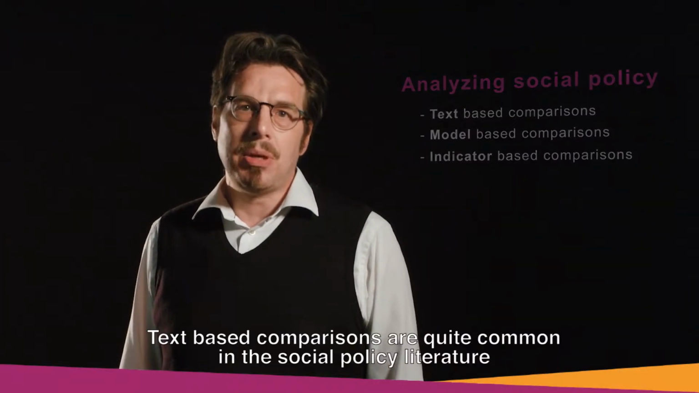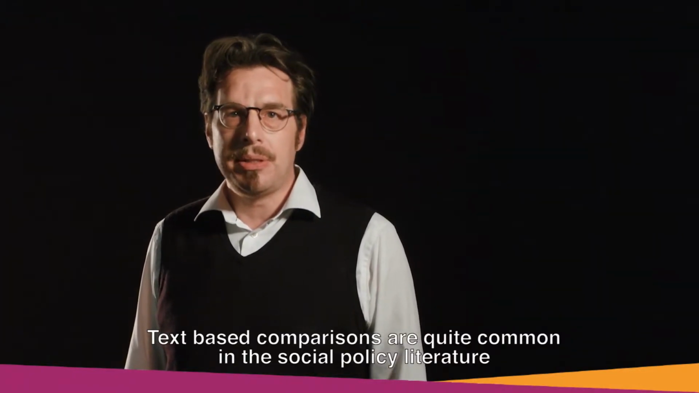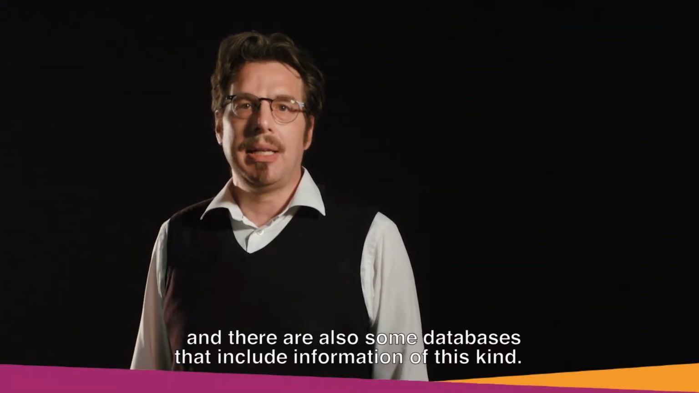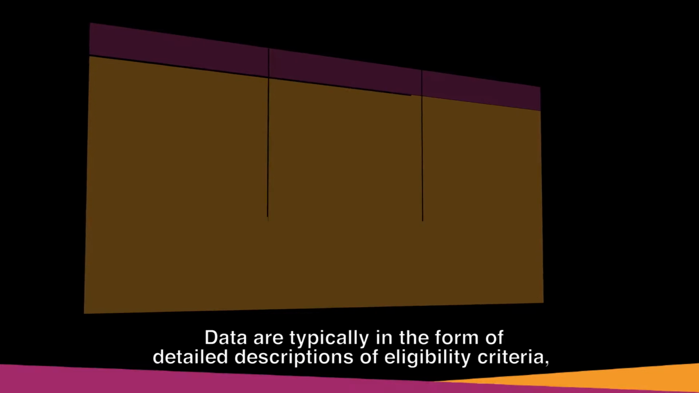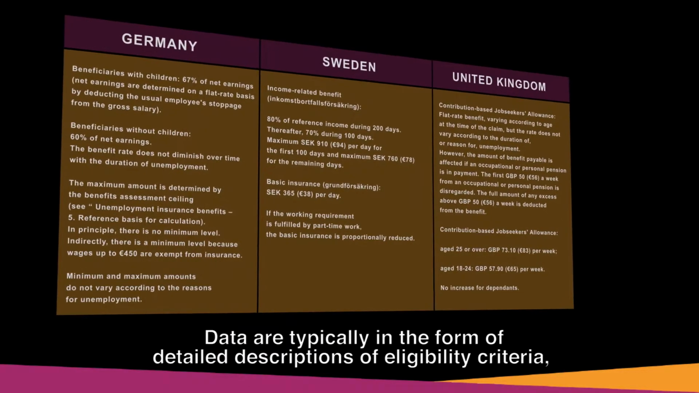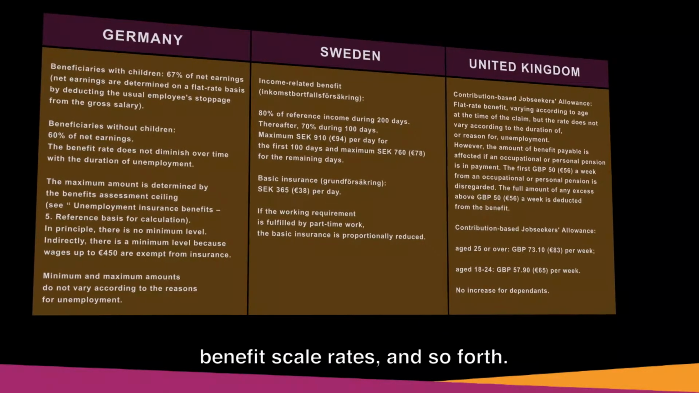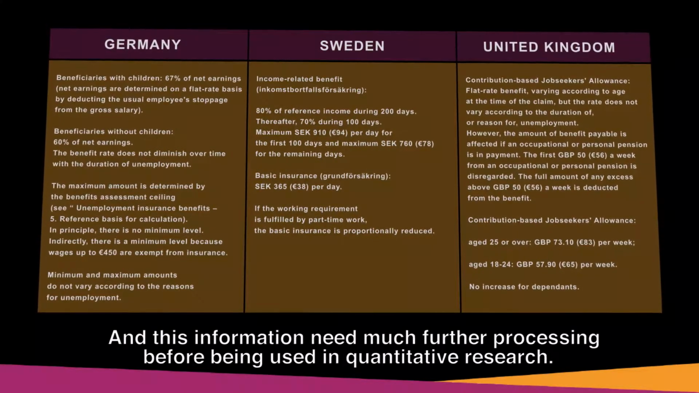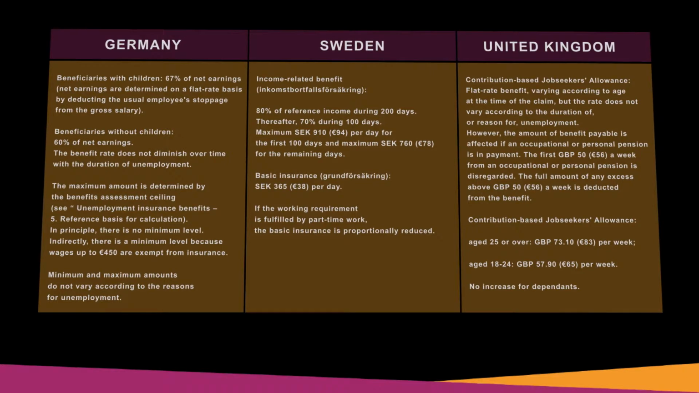Text-based comparisons are quite common in the social policy literature, and there are also some databases that include information of this kind. Data are typically in the form of detailed descriptions of eligibility criteria, benefit scale rates, and so forth, and this information needs much further processing before being used in quantitative research.